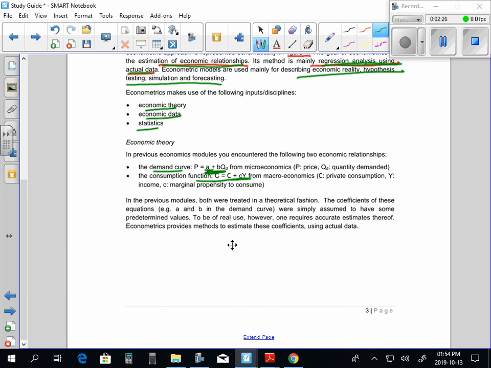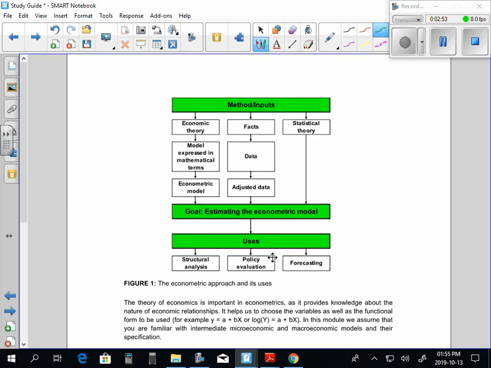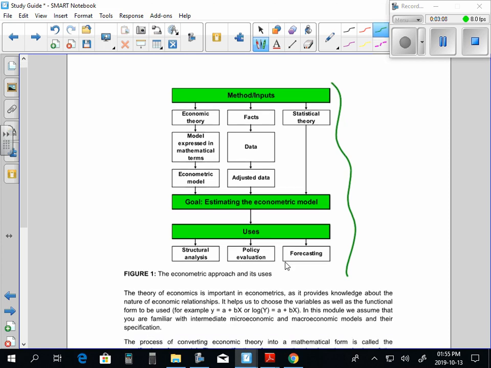In the previous modules, both were treated in a theoretical fashion. These coefficients, that is A and B in the demand equation, we assumed to have some predetermined values. To be of real use, however, one needs to accurately estimate these coefficients. So econometrics provides methods of estimating these coefficients using actual data. We have this schematic about econometrics where the inputs are economic theory, and then how do we estimate, and what are the uses? So that will be method, goal, and uses.